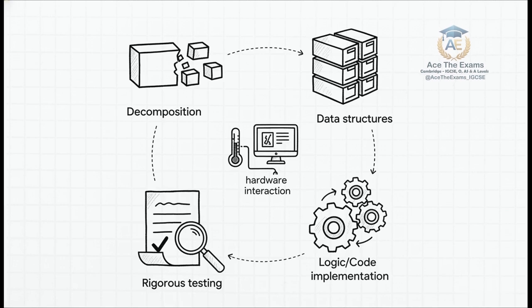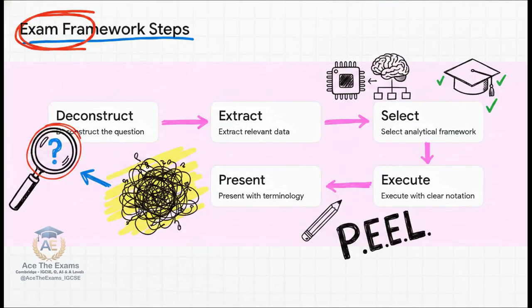Our other student, Sam, the rusher, Sam completely ignores this process. Sam rushes straight into writing lines of code or describing the hardware without breaking the problem down first, which means Sam misses the command word requirements entirely. To stop rushing like Sam, you need a reliable success blueprint.